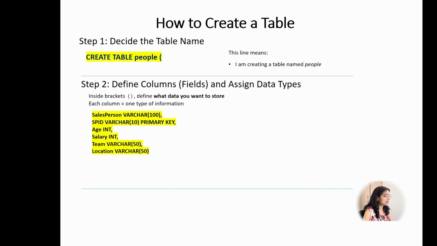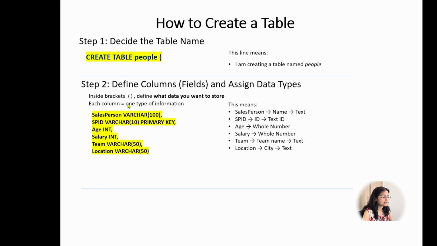Okay. Then comes age. Again, as I told you, age has to be integer. So first you are writing the column's name, and then you are giving the data type, which is integer. Then you have salary, which is also an integer. Then you have team, which is varchar 50. Then location, varchar 50. Right?